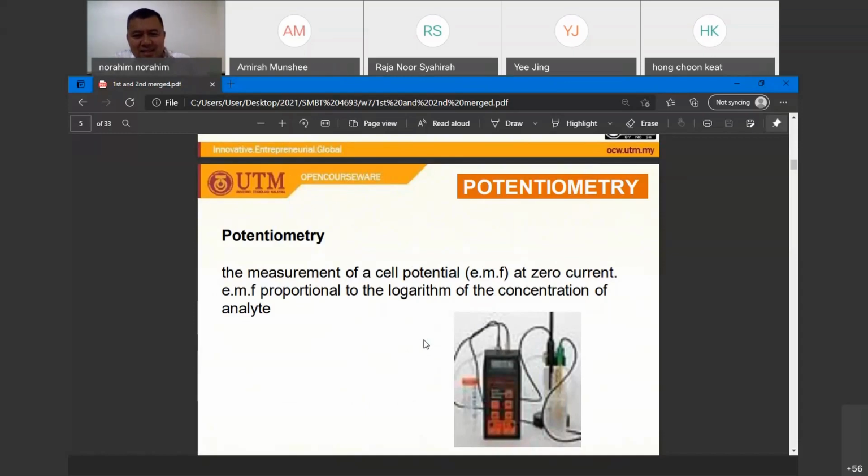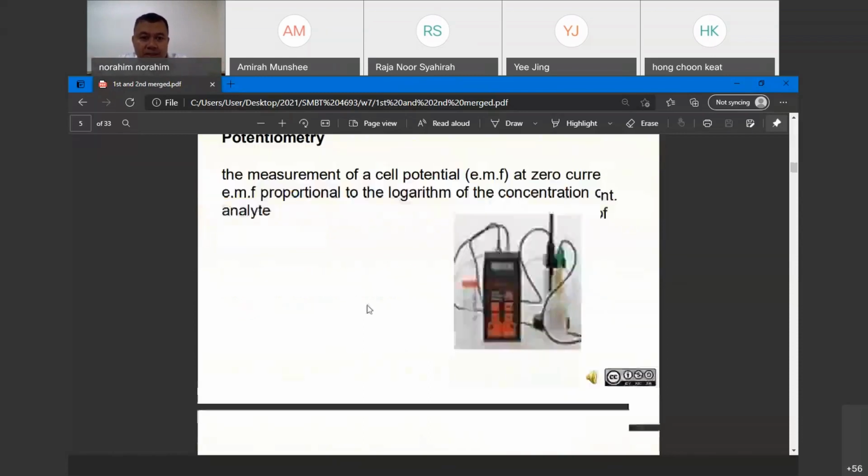Electromotive force that is proportional to the logarithm of the concentration of analyte. So in other words, whatever you detect, your potential, your voltage, will be proportional to the concentration of your analyte, your target molecule. So that is potentiometric.